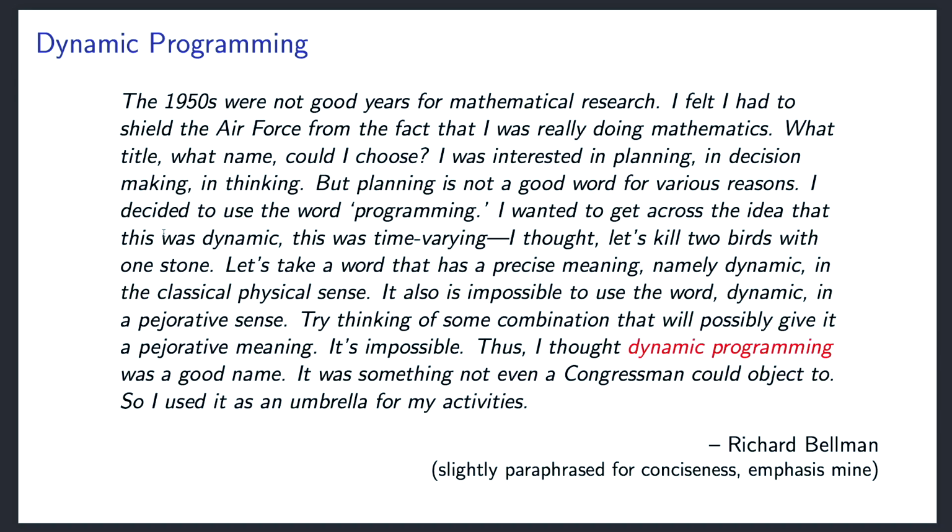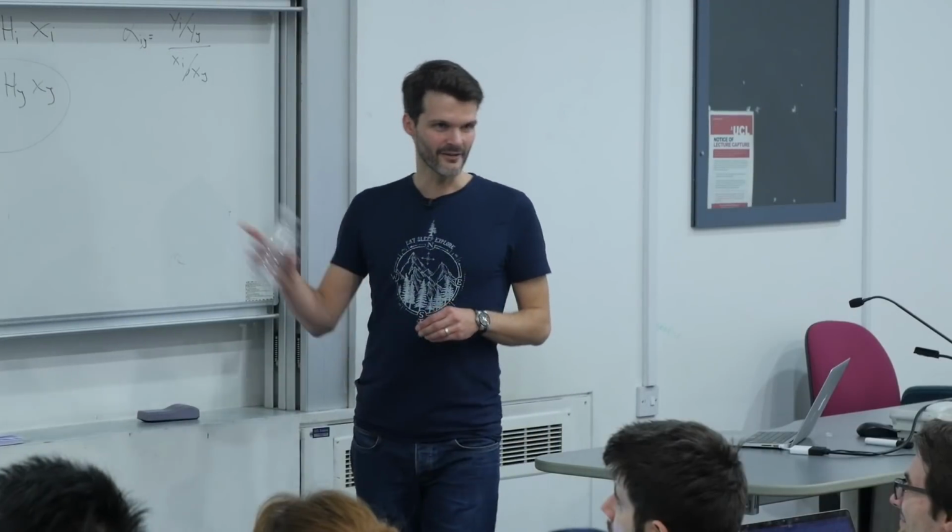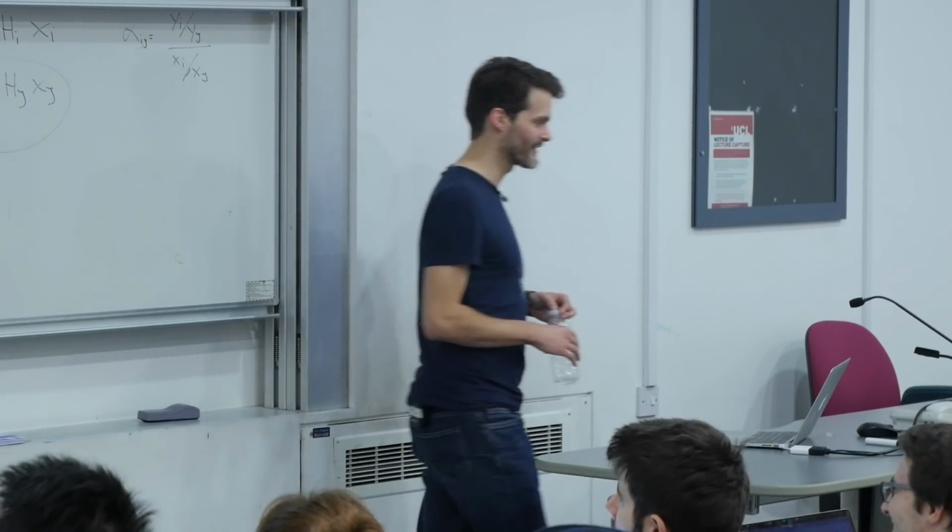Let's take a word that has a precise meaning, namely dynamic, in the classical physical sense. It is also impossible to use the word dynamic in a pejorative sense. Try thinking of some combination that will possibly give it a pejorative meaning. It's impossible. Thus, I thought dynamic programming was a good name. It was something not even a congressman could object to. So I used it as an umbrella for my activities. This was by Richard Bellman. I slightly paraphrased just for conciseness.